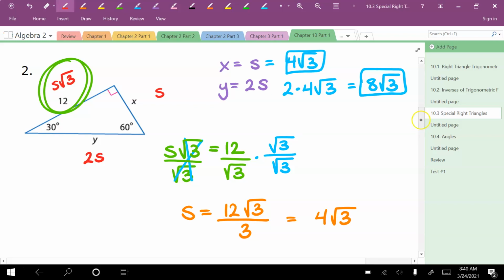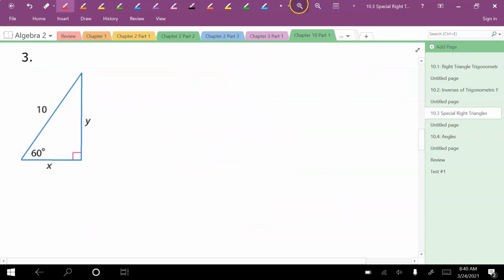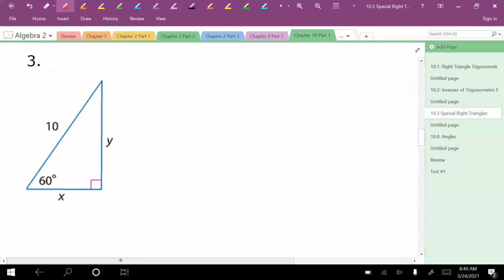I want you guys to try this one on the bottom of that page in your packet. It's still a 30, 60, 90 triangle. So label it and then find x and y.